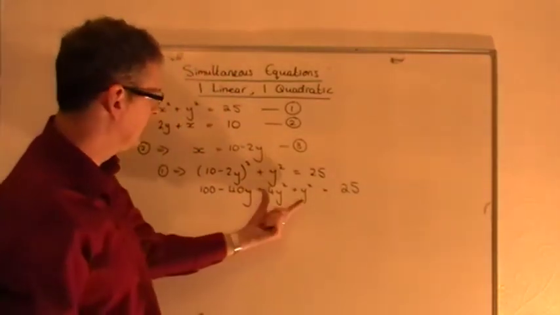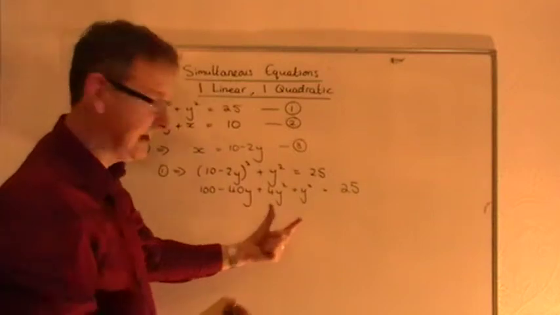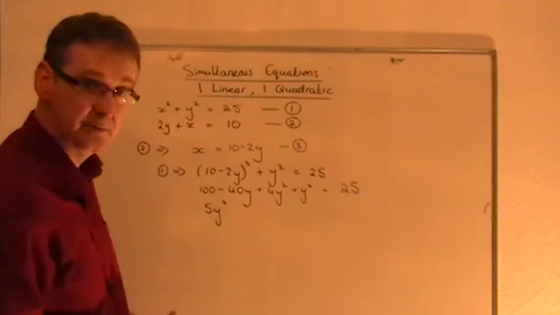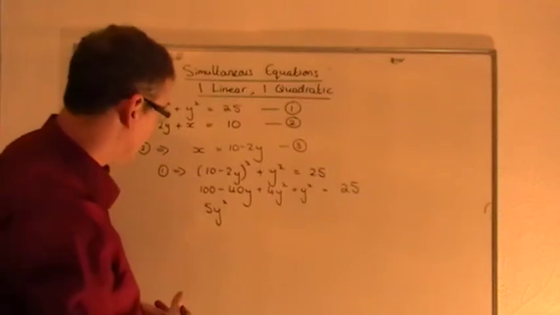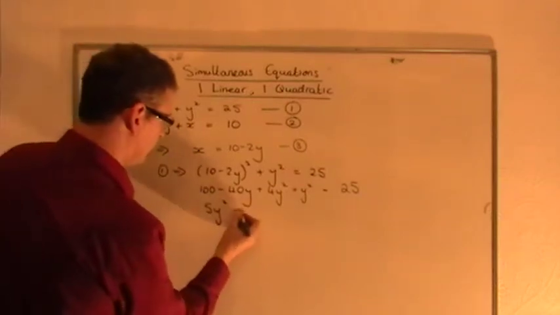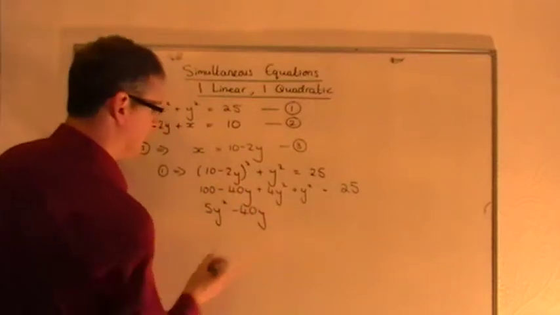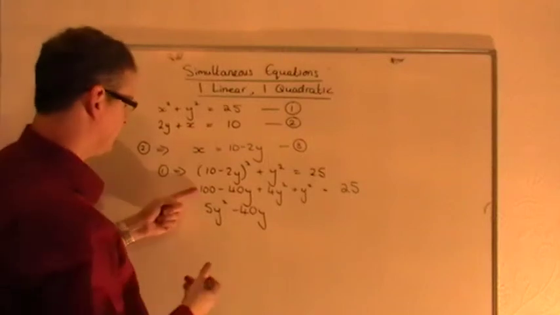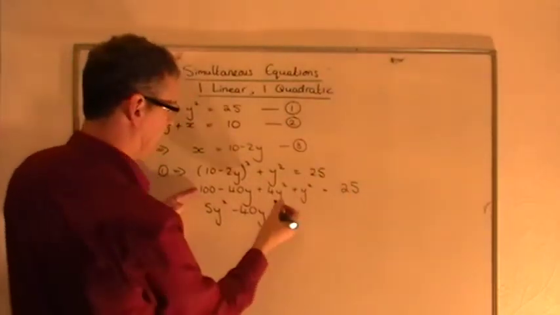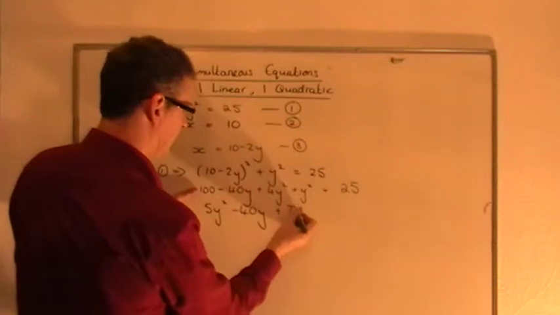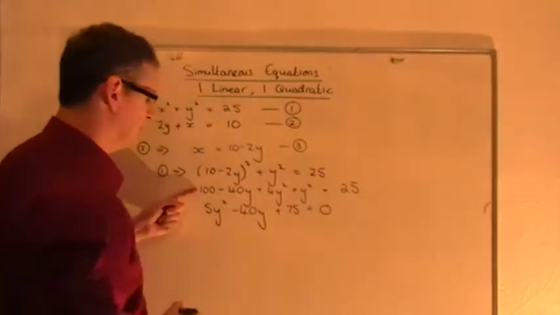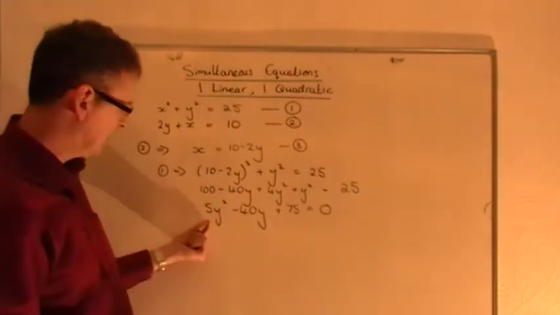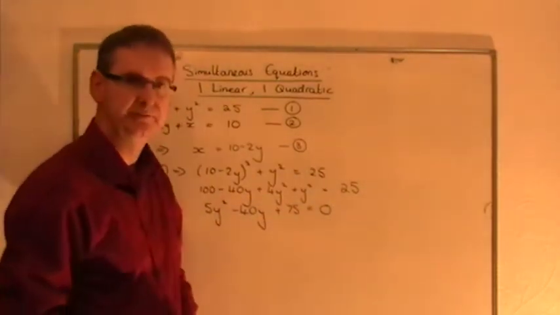Let's just tidy up. 4y squared plus y squared go together to give 5y squared. We'll put it down first because the y squared goes first. There's only minus 40y as a y term, so just write that straight down. And then the numbers, we've got a positive 100 on the left, take the 25 over, it becomes a minus, so you get positive 75 equals 0. We now have the quadratic in the right format.